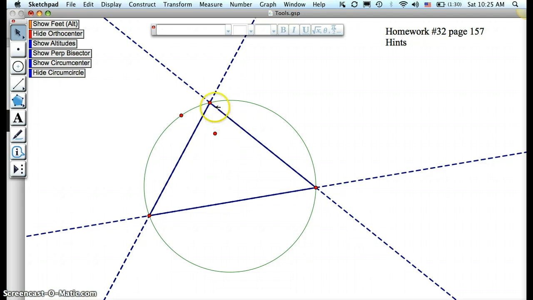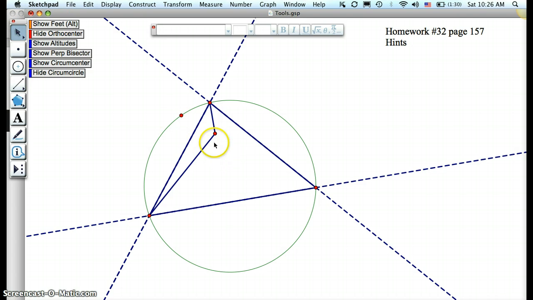Now the question asks you to prove that this point will fall on this circle. And once we can do that, we should be able to do a very similar proof to show that if we had reflected this point across this side, it would have still fallen on this circle. So a suggestion is, rather than reflect this point, let's imagine reflecting the line segments that connect the vertices to the orthocenter.